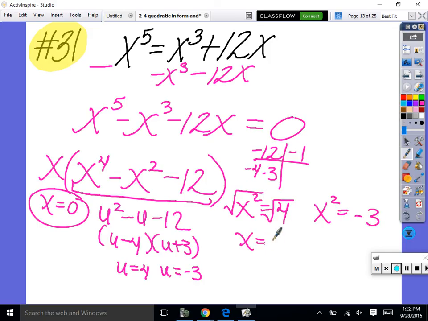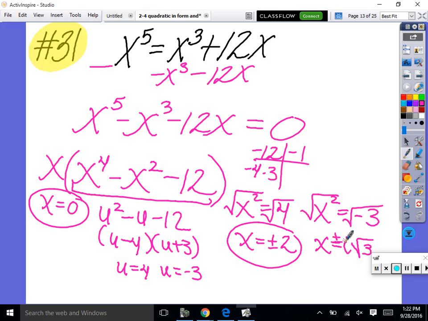x is equal to ±2. Square root both sides of the equation. We get x = ±i√3, right, everybody? We should be able to kind of see that pretty quick. So let's count how many solutions we have: 1, 2, 3, 4, 5. It was degree 5. We're golden.